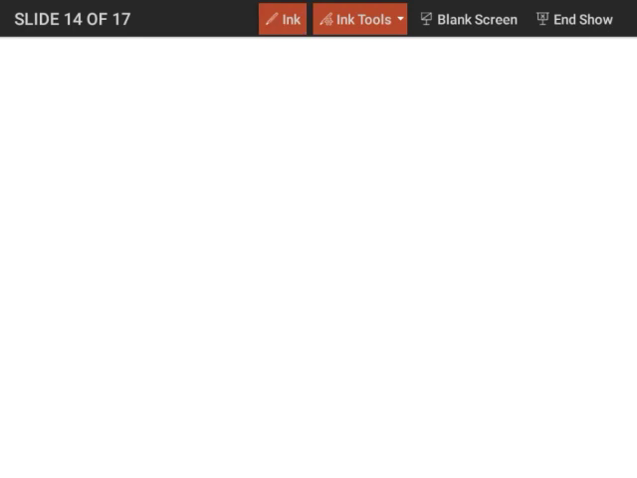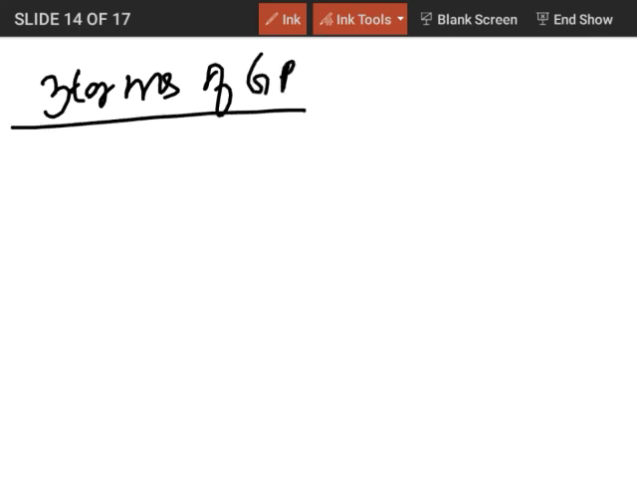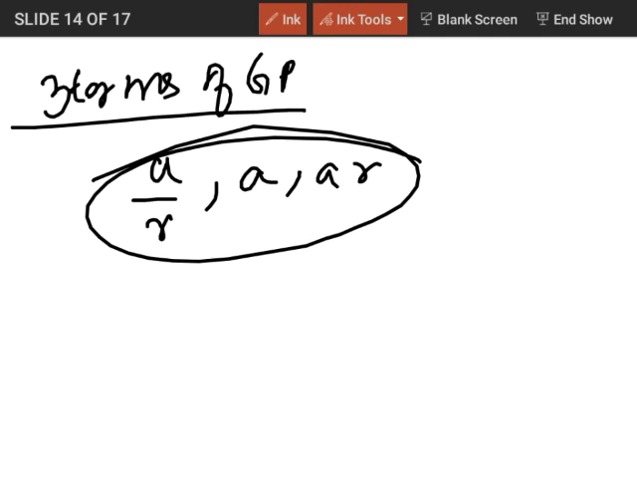Similarly for GP as well, if asked to find 3 terms of a GP, say the middle term is a, then the next term will be ar, and the previous term will be a divided by r, right? If r is the common ratio, so what is the use? Multiply them, r will be cancelled and you will be left with a.